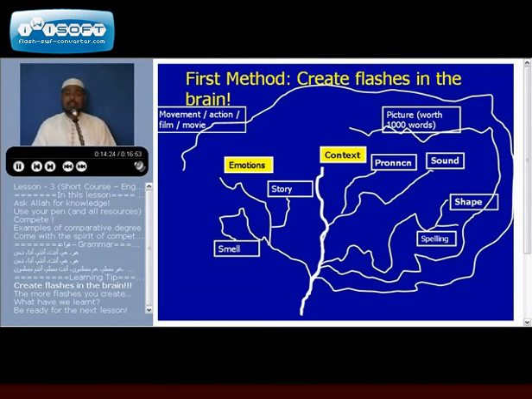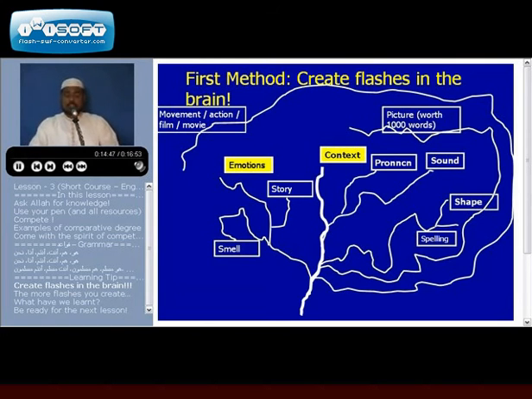Similarly, smell. You pass by a street and you smell something, and your past memories are ignited. You remember something of the past. Why? Because those memories were registered in your brain with the flash of this smell. Similarly, a picture is worth 1,000 words, so you have a bigger flash in your brain, and action or movement registers a much bigger flash.